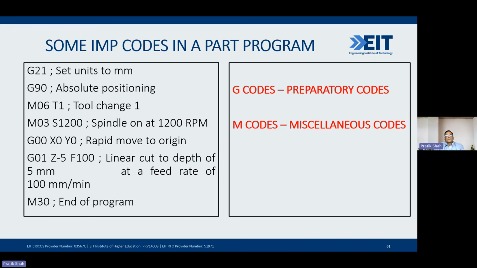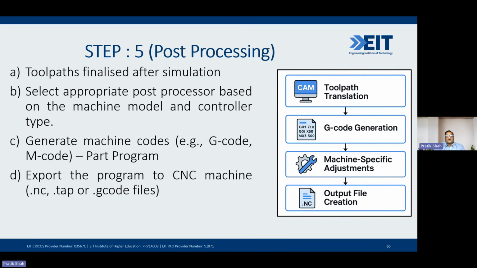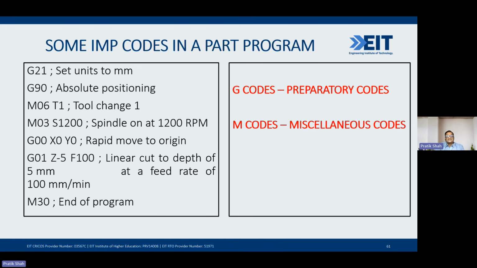This is a part program that I'm talking about. This part program is the language that CNC machines understand. And a part program is basically the movement of the tool relative to the workpiece. Any part program is a combination of two basic codes, G codes and M codes. G codes are known as the preparatory codes and M codes are known as the miscellaneous codes.